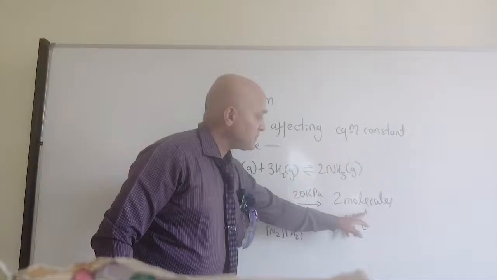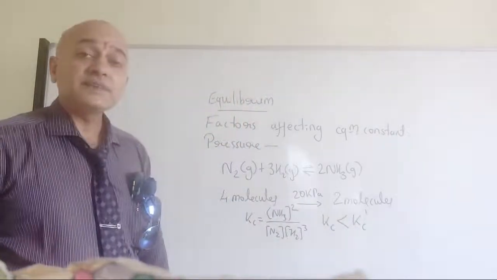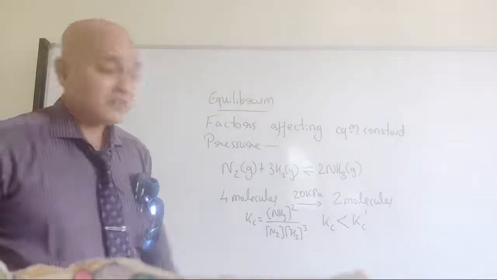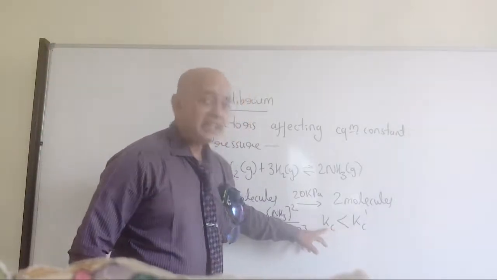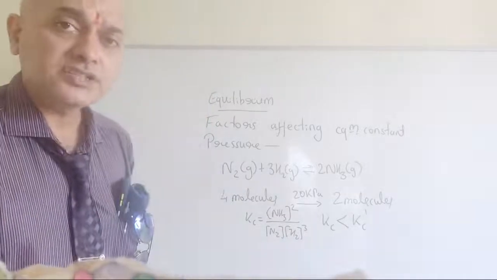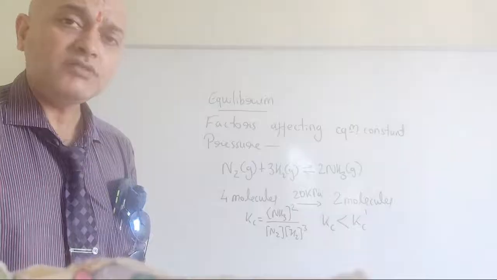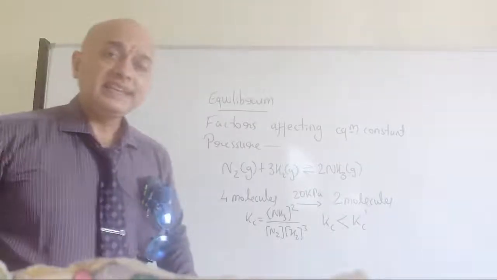Imagine that Kc prime is the equilibrium constant value once the pressure is applied. So naturally the Kc prime value will be greater than the Kc value. Okay? Have all of you understood? Any doubts?